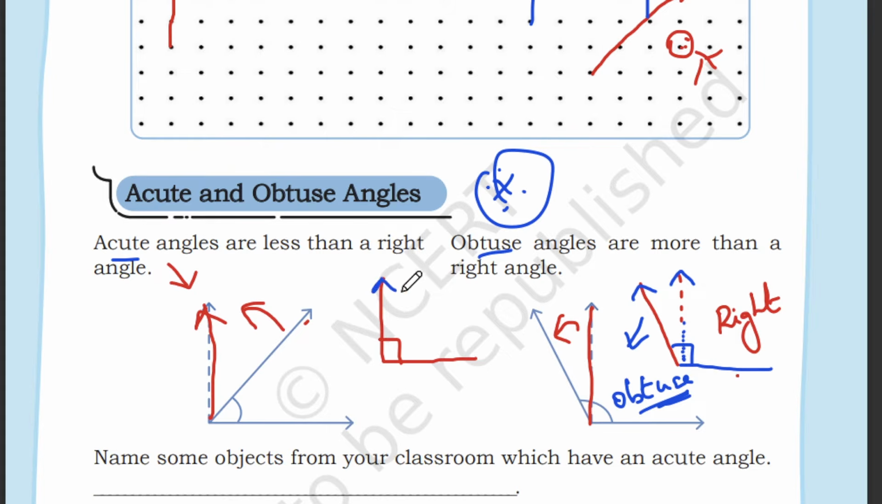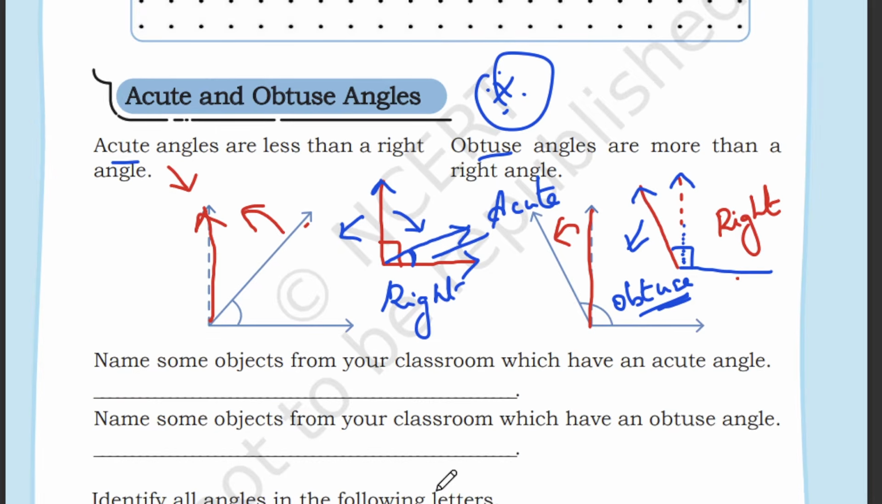So I'll show you another example. So this one is a right angle. So this angle is a right angle. But I'm drawing another angle here in between, which is less than. So this is less than. When it goes here, it is more than. When it goes here, it is less than. So this angle is called an acute angle. So an angle which is less than a right angle is called an acute angle, and an angle which is more than a right angle is called an obtuse angle.